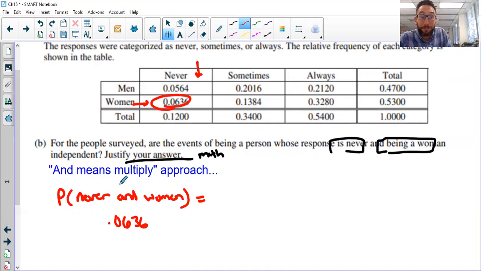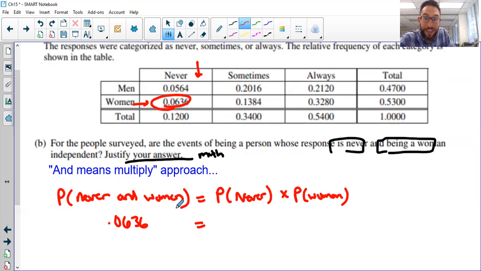If these events are independent, using "and means multiply," then the probability of never and woman should equal the probability someone says never times the probability they're a woman. So let's check it out. If these are equal, then a person's response being never and being a woman are independent.